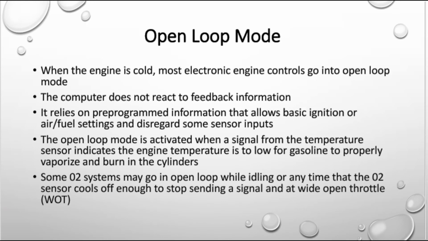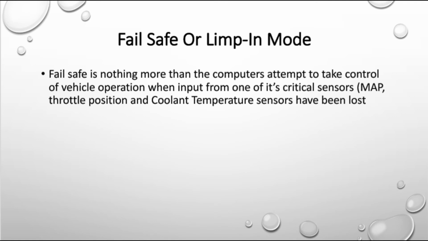The open loop mode is activated when a signal from the temperature sensor indicates the engine temperature is too low for gasoline to properly vaporize and burn in the cylinders. Some O2 systems may go in open loop while idling, or anytime that the O2 sensor cools off enough to stop sending a signal, and at wide open throttle, fail-safe, or limp-in mode. Fail-safe is nothing more than the computer's attempt to take control of vehicle operation when input from one of its critical sensors, such as MAP, throttle position, or coolant temperature sensor, has been lost.